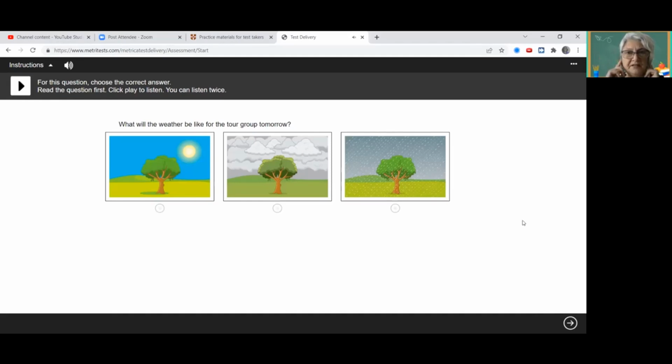So you can listen, and you have to choose the picture that corresponds with what the speaker said. You don't get your responses right away.